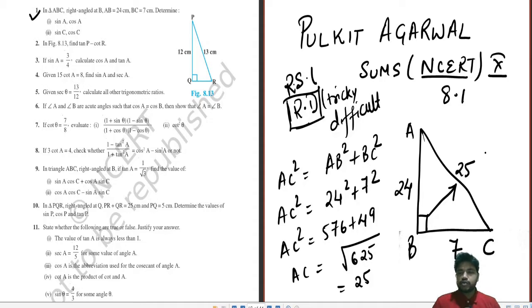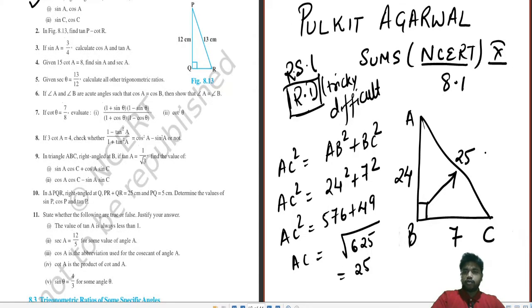Obviously we are not using the unit centimeter over here because all the trigonometric terms are a part of ratio, so that will get nullified. To follow the protocol, obviously you should write centimeter.